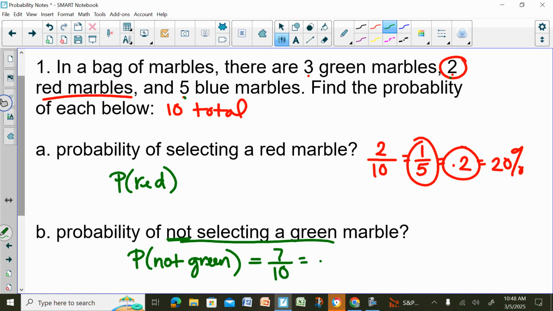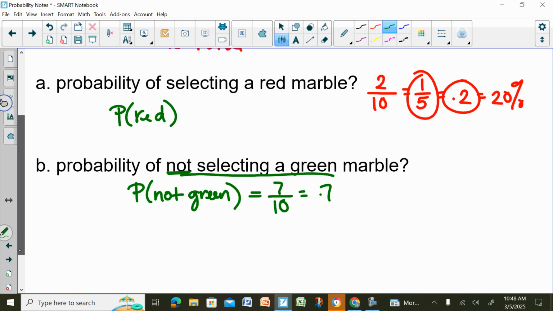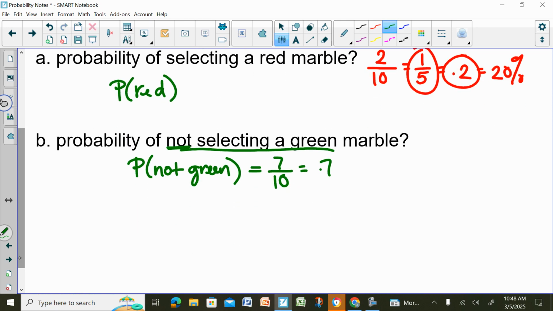Okay, and that's 0.7. You could also think of it as the failures. So the failures would be green. That would be 3 out of the 10, and so the other 7. So 0.7 there. I'm going to add a C to this.